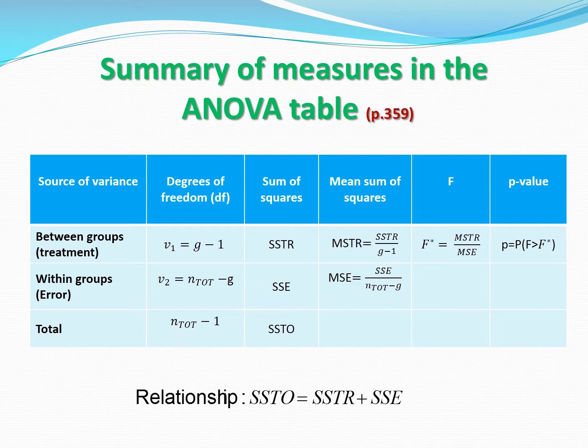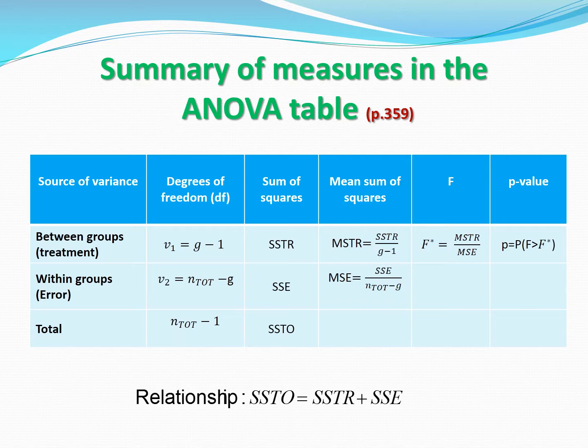Then in our second column, we find our degrees of freedom. In the first row, your treatment degrees of freedom will be placed there. In the second row, we find our error degrees of freedom, and in the last row, we find our total degrees of freedom, which is your total number of observations minus 1.